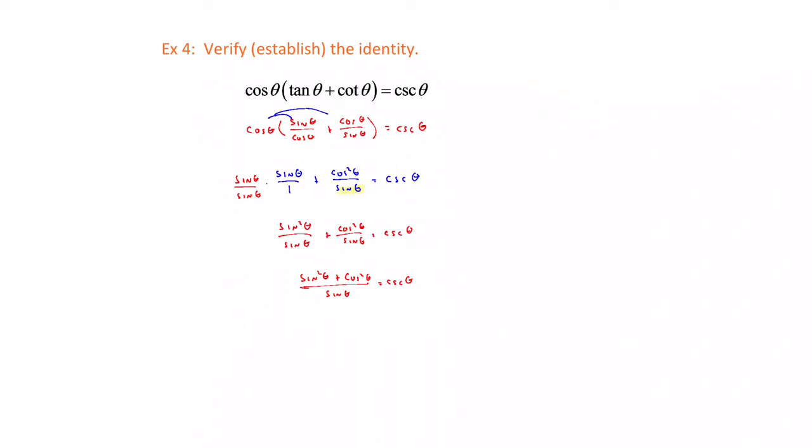Alright, and now we do have sine squared plus cosine squared. That is our Pythagorean identity, our main one. So that leaves us with 1 over sine of theta. And there you go, that's what we were looking for. So now 1 over sine of theta can be rewritten using the reciprocal identity to be cosecant of theta, which is equal to cosecant of theta. So once again, we have proven or verified the identity that cosine of theta times the quantity tangent of theta plus cotangent of theta is equal to cosecant of theta.